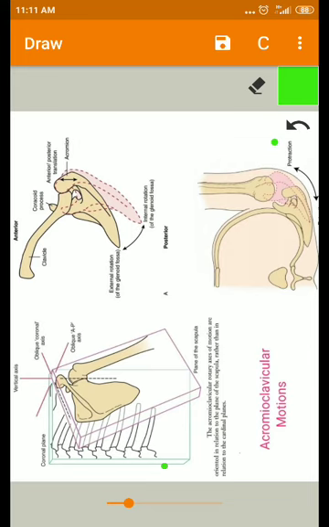Now we will see the first movement. The first one is the internal and external rotation. This is the movement which is taking place, that is the internal and external rotation of the scapula in relation to the clavicle.